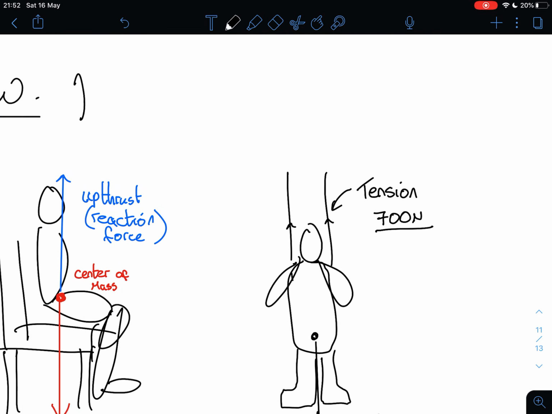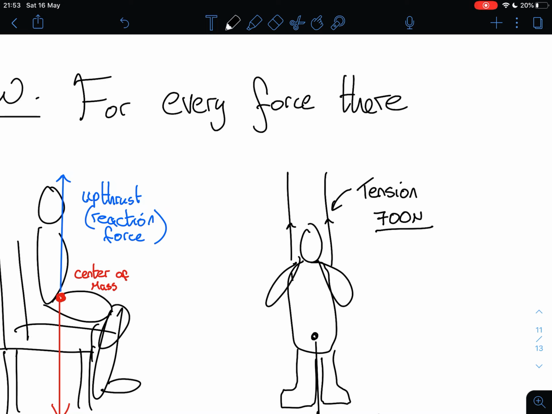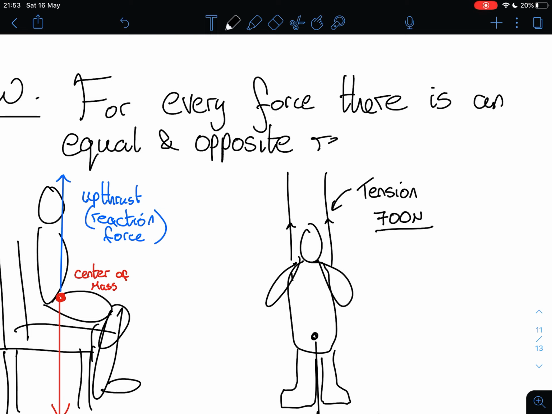So we'll finish on that. I realise I haven't written it. For every force, there is an equal and opposite reaction force.